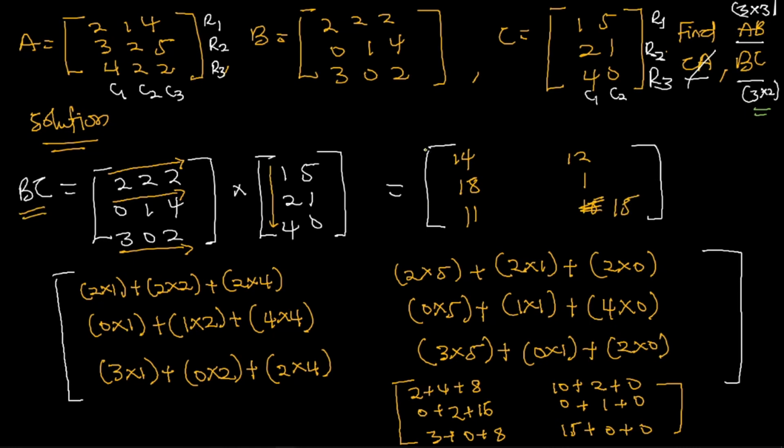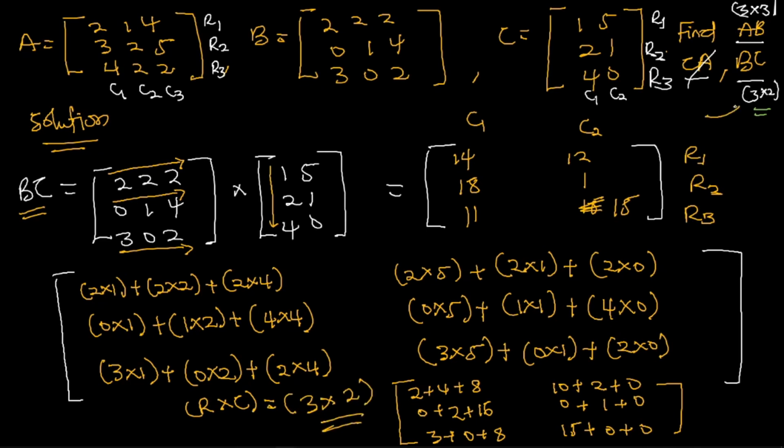So this is row 1, this is row 2, this is row 3, and this is column 1, this is column 2. And we know the order of a matrix is written as the row multiplied by the column. Now we have 3 rows multiplied by 2 columns, so it's a 3 by 2 matrix, and then we anticipated that our final answer was going to be a 3 by 2 matrix.